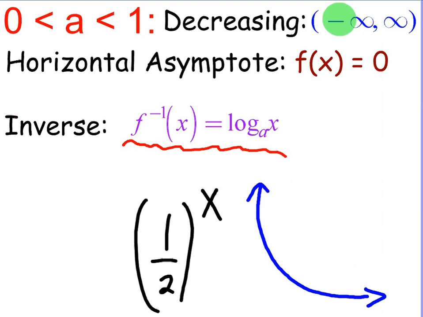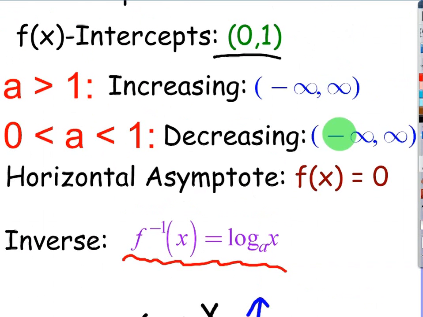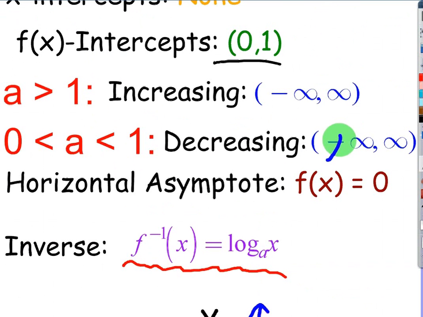Increases as long as the base is a number bigger than 1. Okay. Decreases if it's a proper fraction, meaning between 0 and 1.